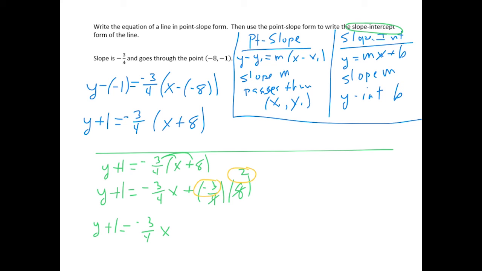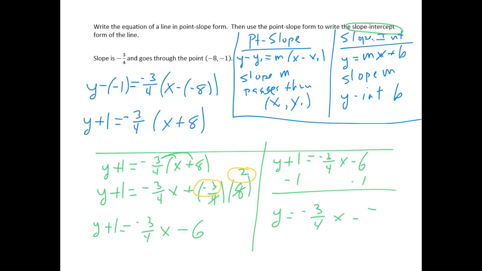So that means when I work it out, down here it's going to be y plus 1 equals -3/4 x minus 6. Okay, so we're almost there. We're almost in slope-intercept form. So we have y plus 1 equals -3/4 x minus 6. So we'll just subtract 1 from both sides to get y equals -3/4 x minus 7.